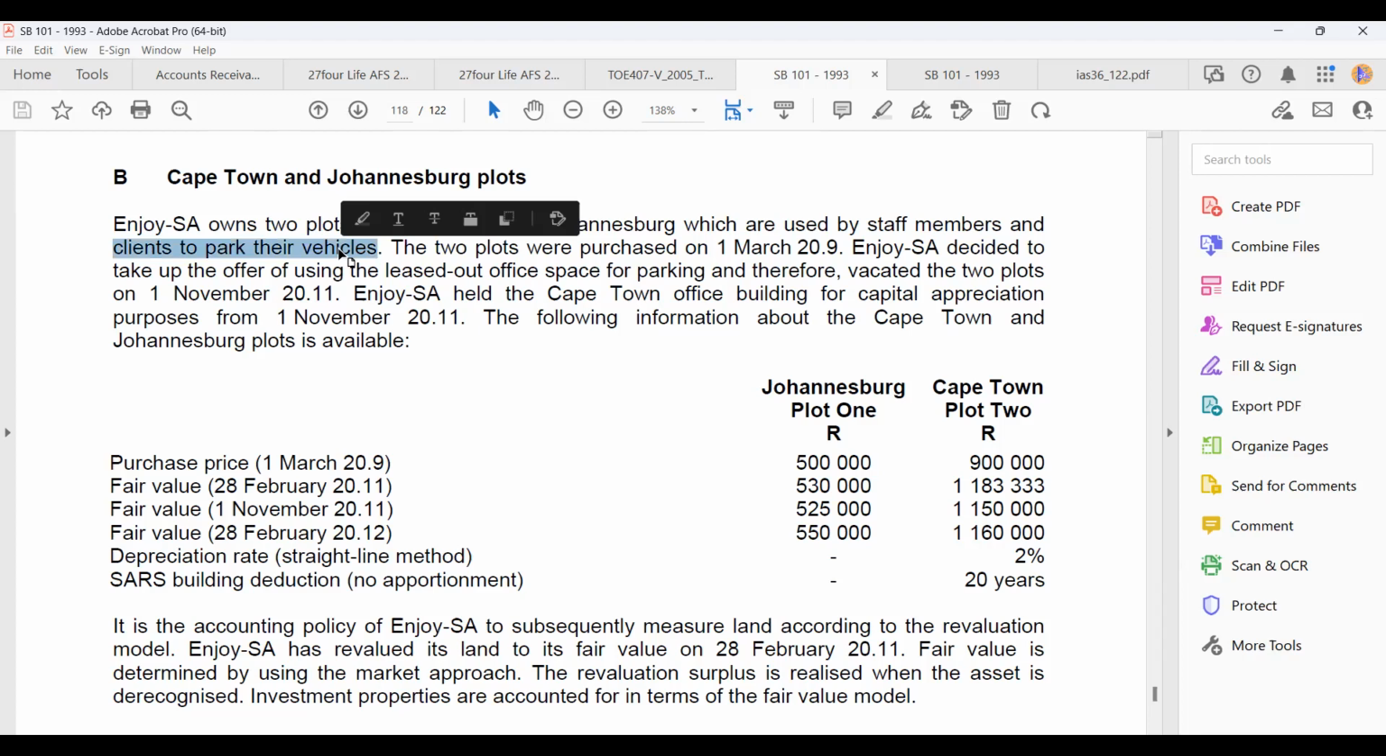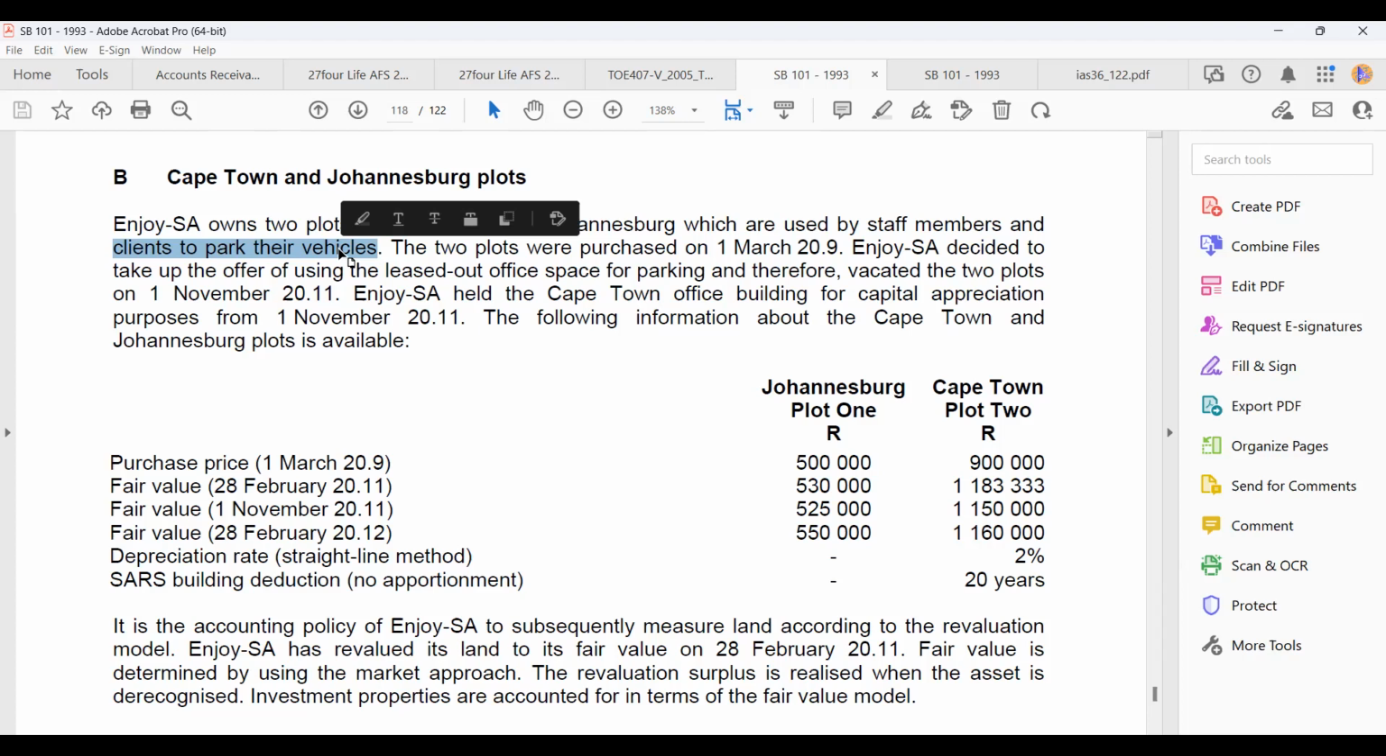Okay. The two plots were purchased on 1 March 2009. Enjoy SA decided to take up the offer of using the leased out office space for parking and therefore vacated the two plots on 1 November 2011. Enjoy SA held the Cape Town office building for capital appreciation purposes on 1 November 2011.